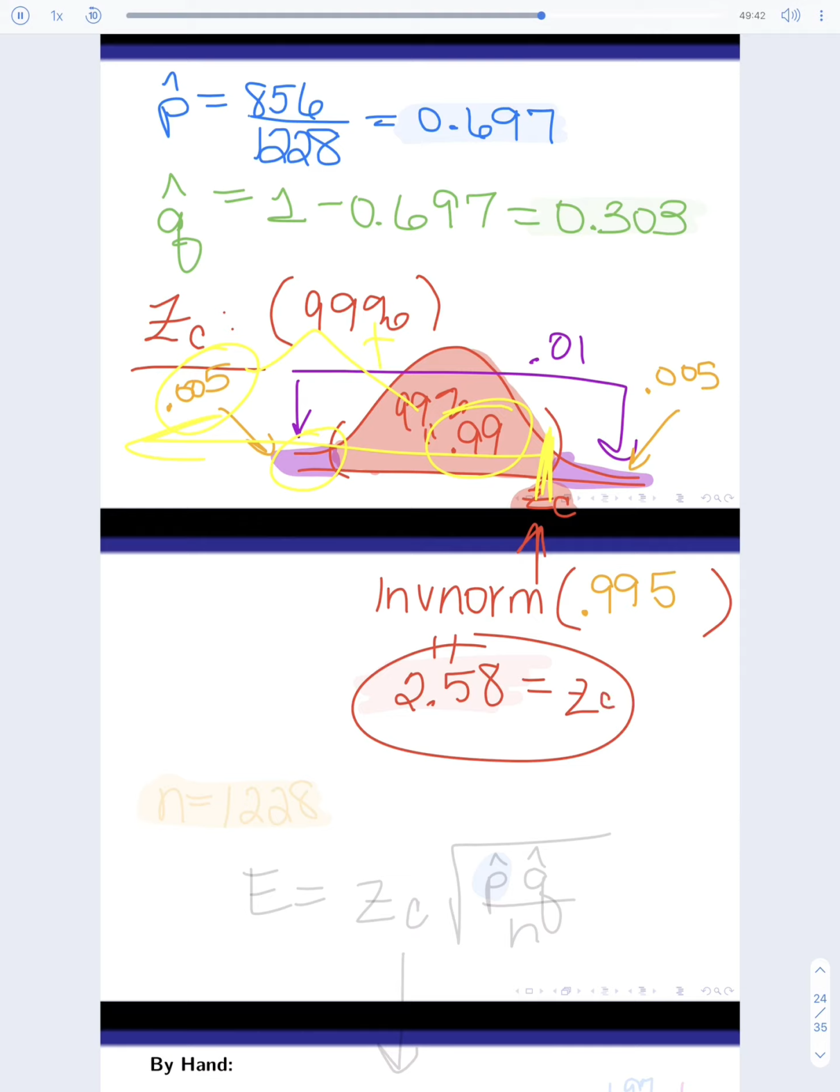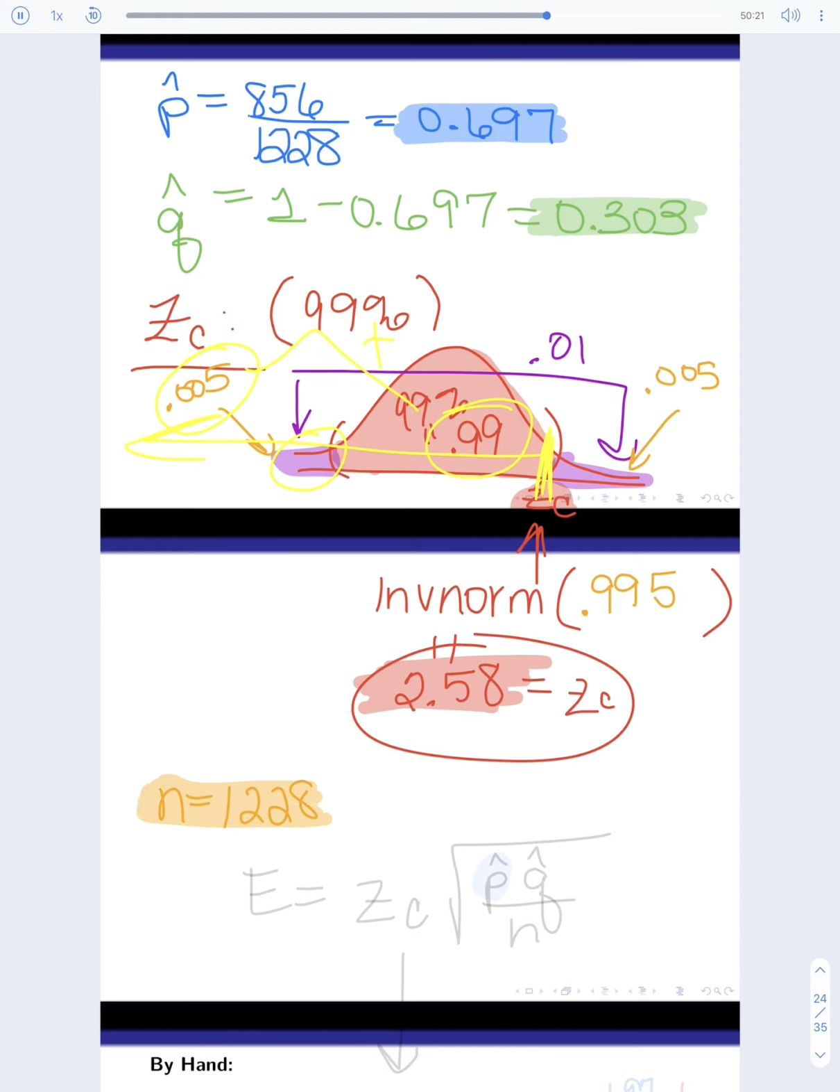So now you have all the values that you need. You have your critical value, your 2.58. You've got your p-hat, which is 0.697. You've got your q-hat, the 0.303. And you also need your n. We've already said that our n multiple times is that big number, the 1228. That's your total sample size. So we have everything we need to use our error formula. So let's go ahead and see.